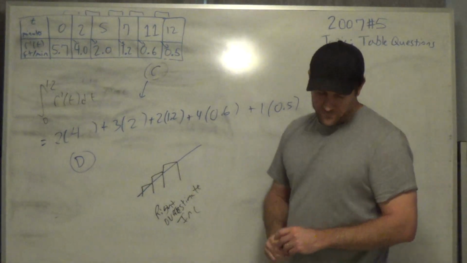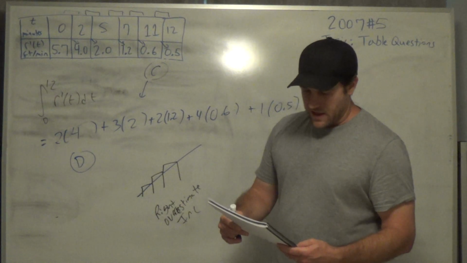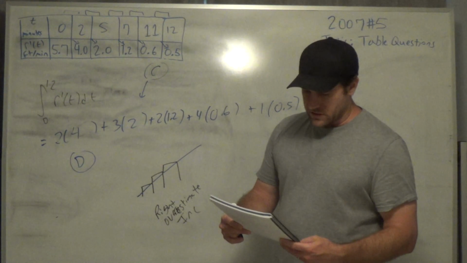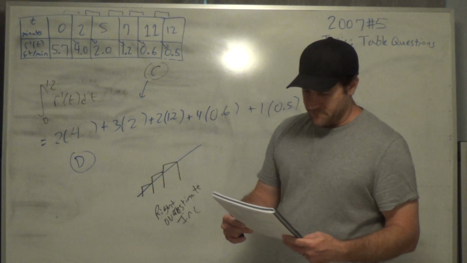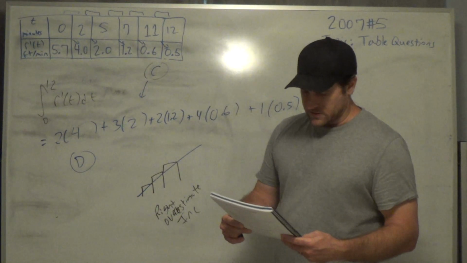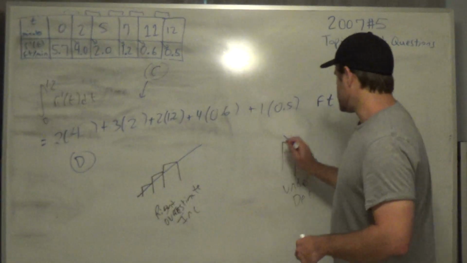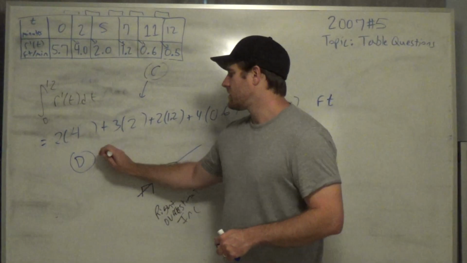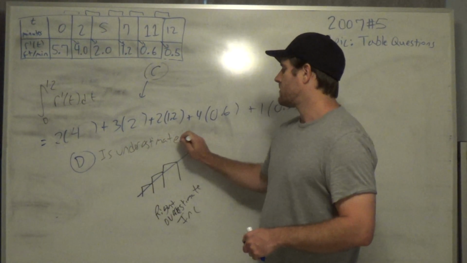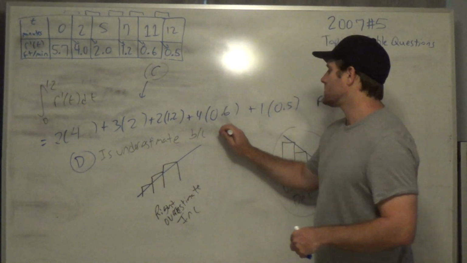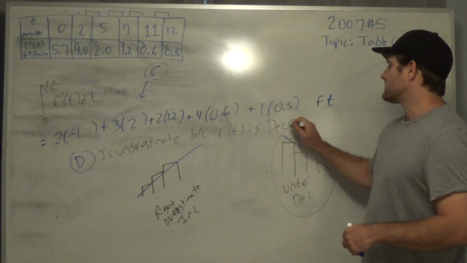Now, you would have to go ahead and read the question and make sure it was always decreasing. And if you read the question, you will see that yes, indeed, it is decreasing. So we would say this. Again, this is the situation we have here, is an underestimate because r prime t is decreasing.